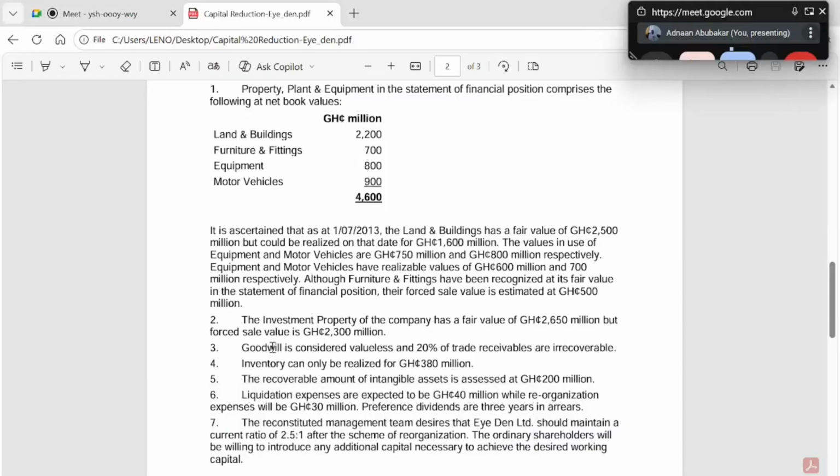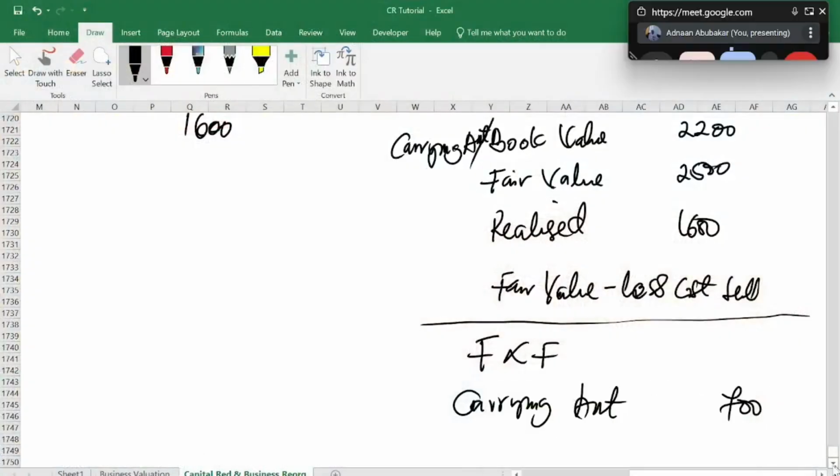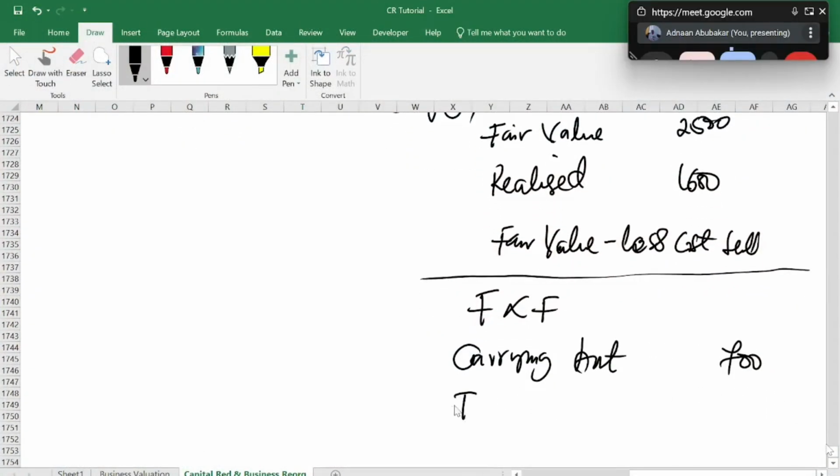What are they saying about it? When you go into the question, look for furniture and fitting. Come to the last sentence in that paragraph. Although furniture and fittings have been recognized at its fair value in the statement of financial position, their for sale value is estimated to 500 million. Are you with me? So here, they want to tell you that the current amount of the furniture and fitting is this, but we have something called for sale, which is how much? 500.